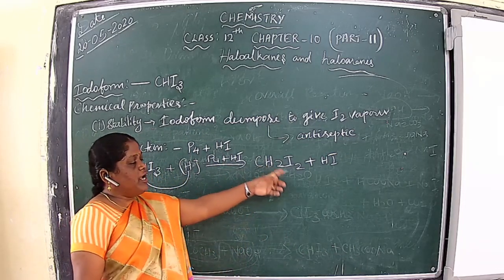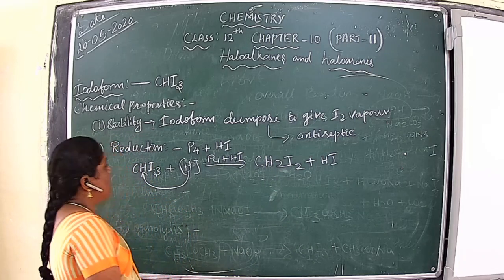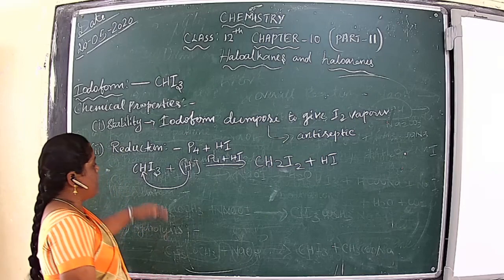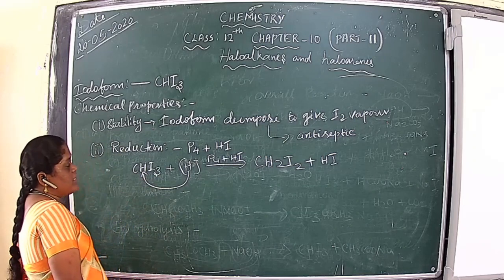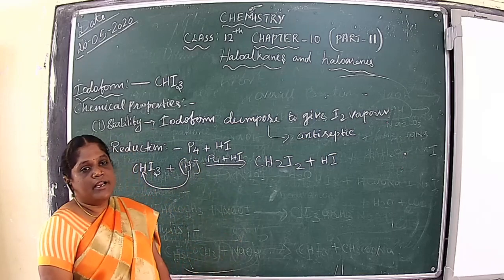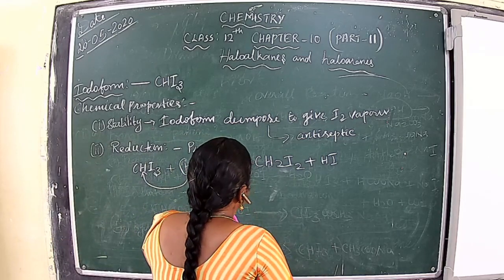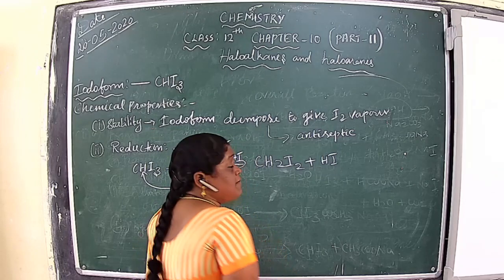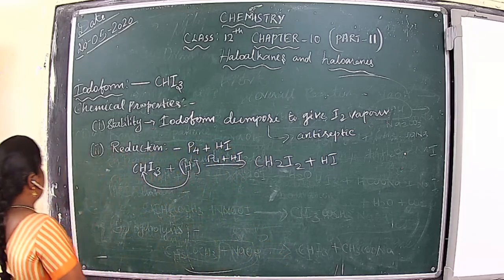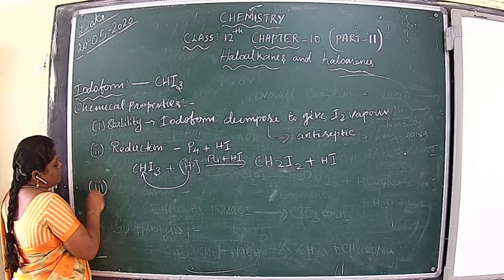The CH2I2 is what? Methylene iodide. So on reduction of iodoform in the presence of a reducing agent like red phosphorus and hydroiodic acid, it gives methylene iodide.